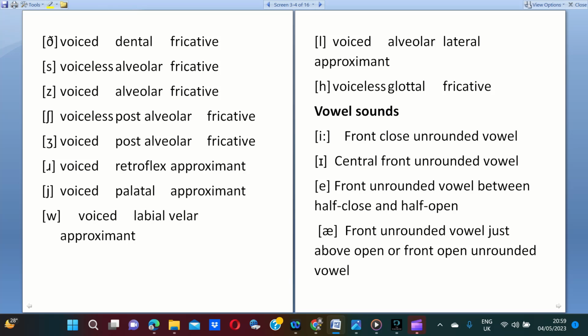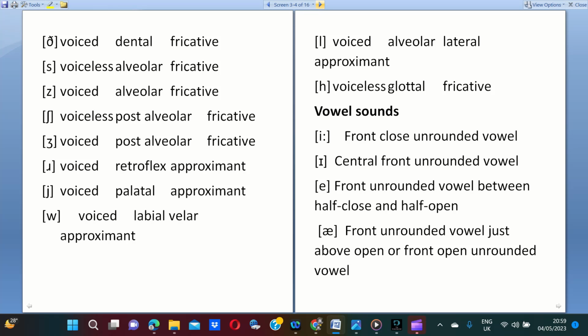What is the position of our mouth while producing the A sound? Half close and half open. Next, the ya sound. This sound also occurs in the front position. While producing this sound it is also unrounded. Our mouth is in an open position.